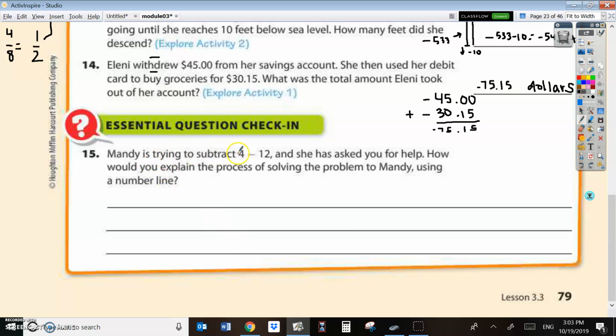Mandy's trying to subtract 4 minus 12. She asked you for help. How would you explain the process of solving the problem to Mandy using a number line? Well, I would say you're starting positive and going in the negative direction. So here's 0, and you're starting at positive 4, but you've got to go 12 in this direction. So that's going to put you at minus 8. That's what I would say.